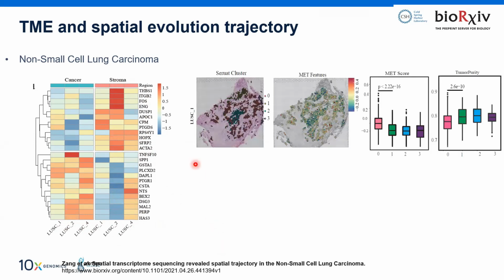Now, in this sample, what they did was Seurat clustering analysis of the cancer areas. They also gave the MET score, which gives you the invasion efficiency of those cells. What is the efficiency?